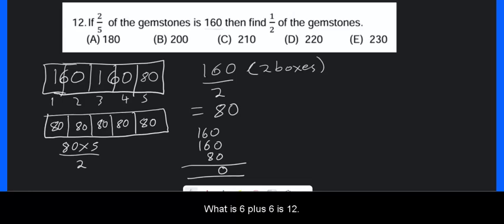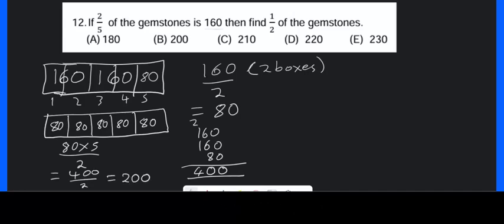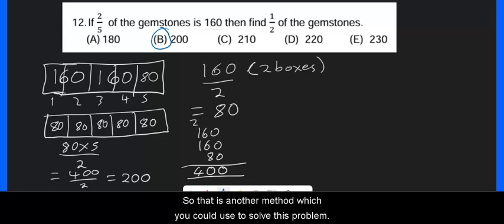This is giving us 0. What is 6 plus 6? It is 12. Now, 12 plus 8 is 20. Another 0, 2. 2 plus 1 plus 1, it's 4. Then we have got 400. So now this gives us 400 divided by 2. What is that? That is 200. Then now we know our answer is B. Our answer B is 200. So that is another method which you could use to solve this problem.